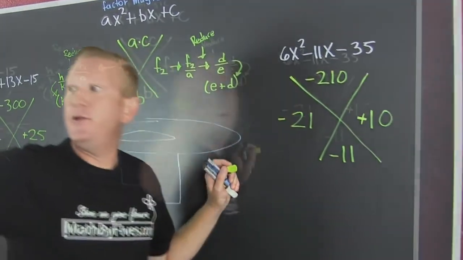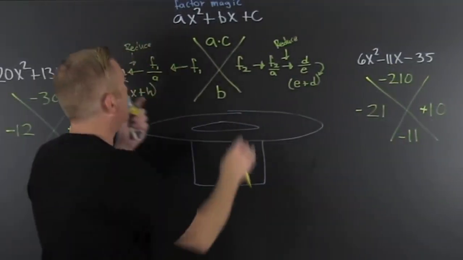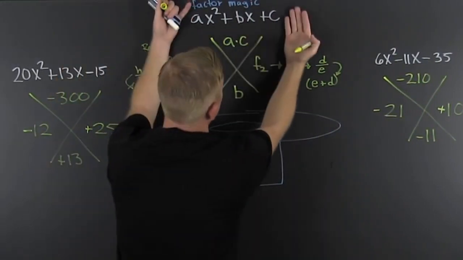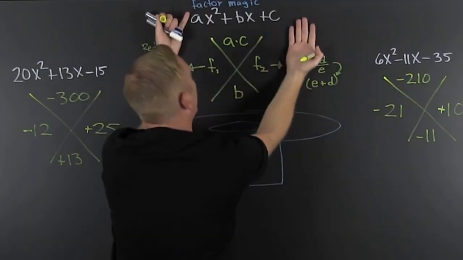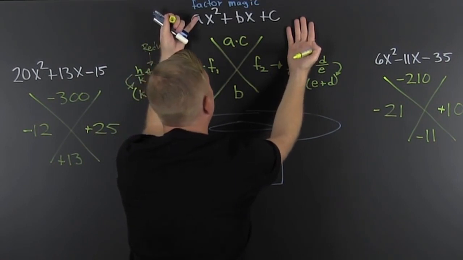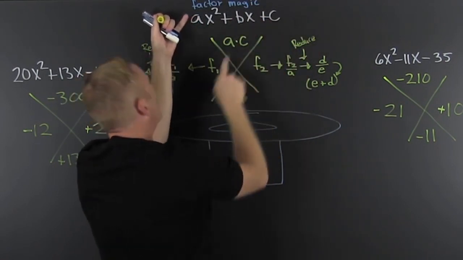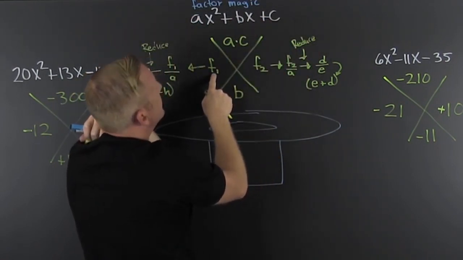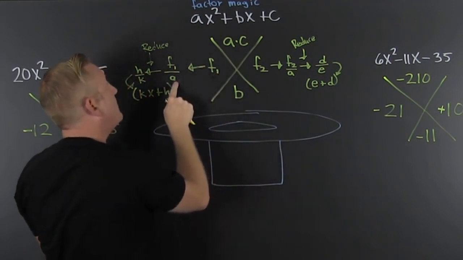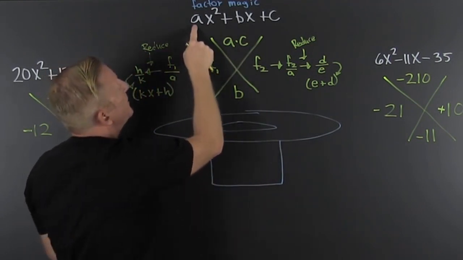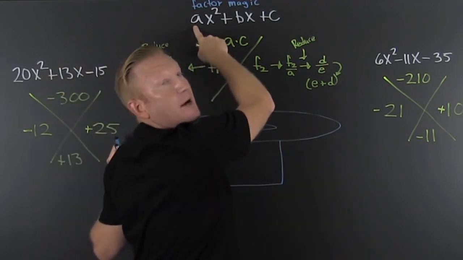I write the next part of the process. Now that we've got the factoring all written out, pretend I didn't write it there, I have this guy right here. What am I going to do? I'm going to take the factor, this one, and divide it by A. What's A? It's the leading coefficient. This is factoring by magic.